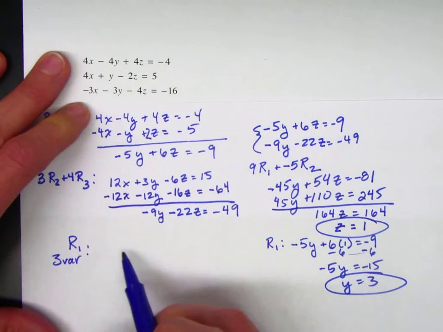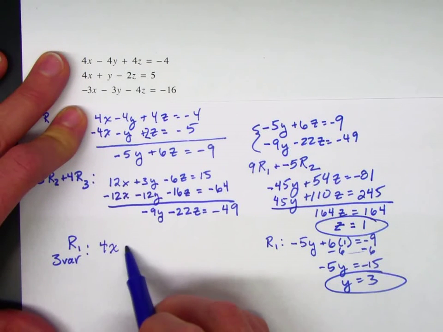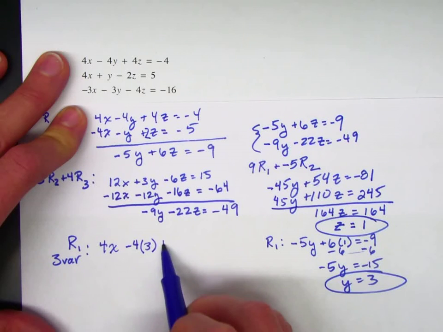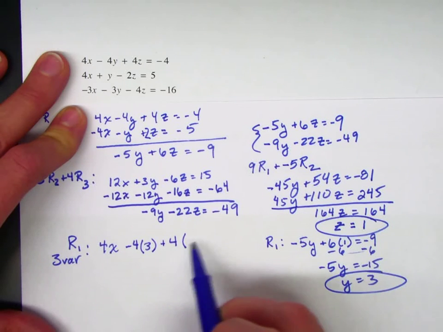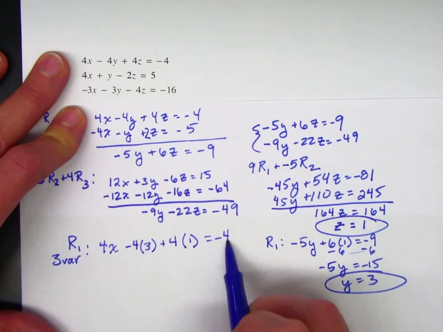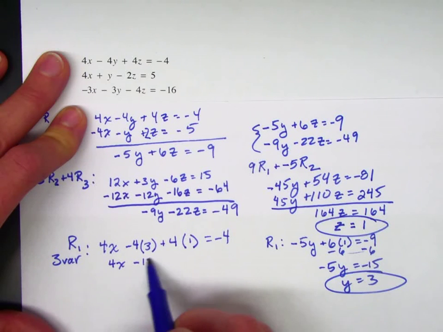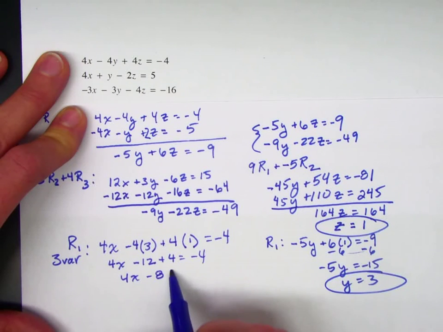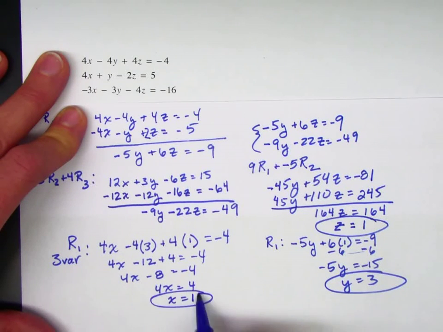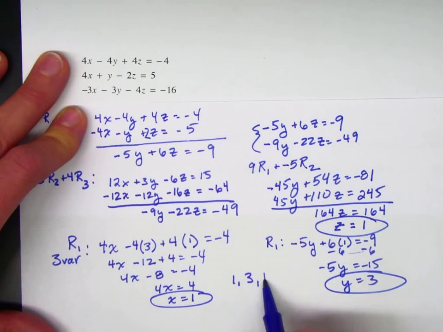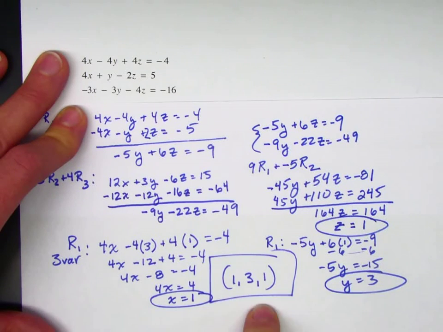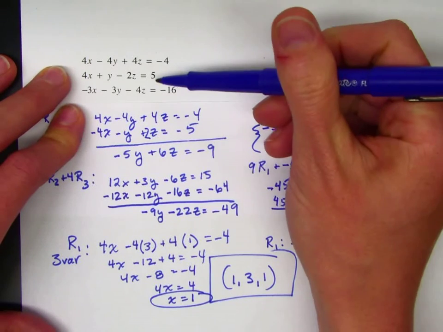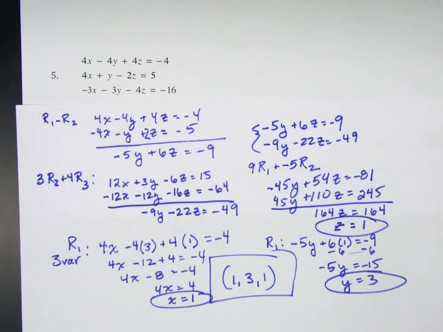All right, so row 1 is going to be 4, I don't know x, minus 4 times y plus 4 times z, which is 1, is negative 4. So 4x minus 12 plus 4, and that's 4x minus 8 equals negative 4. I'm going to add 8 to both sides. Therefore x is 1, and then my final answer is 1, 3, 1. At this point, you can go ahead and plug into row 2 and row 3 to check your solution.